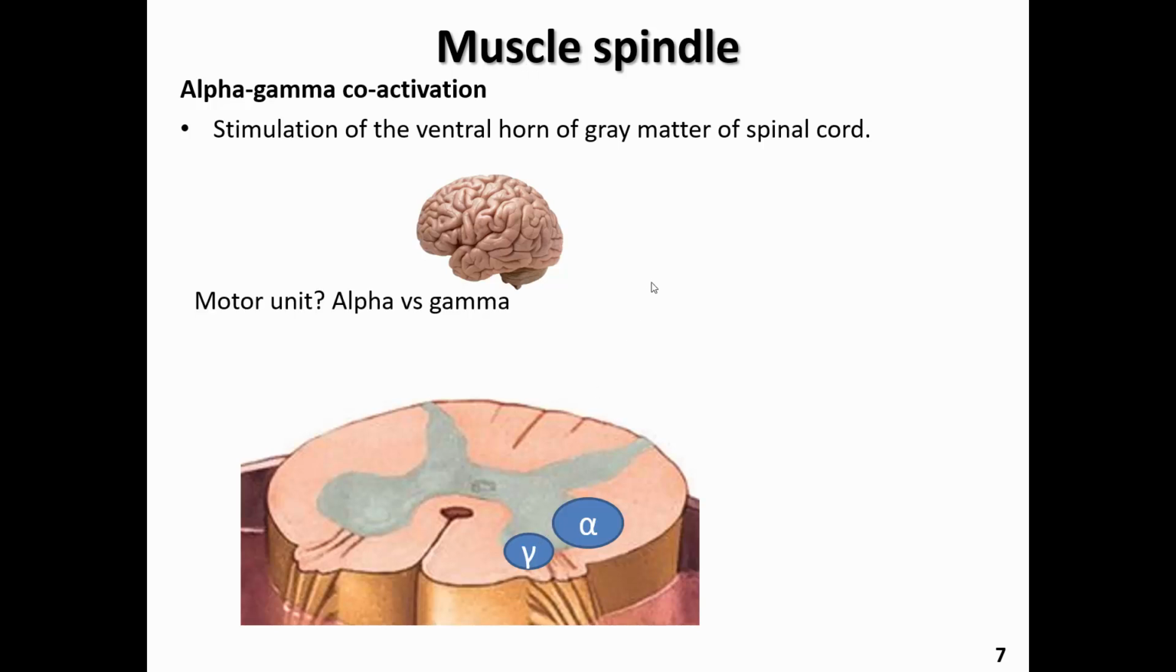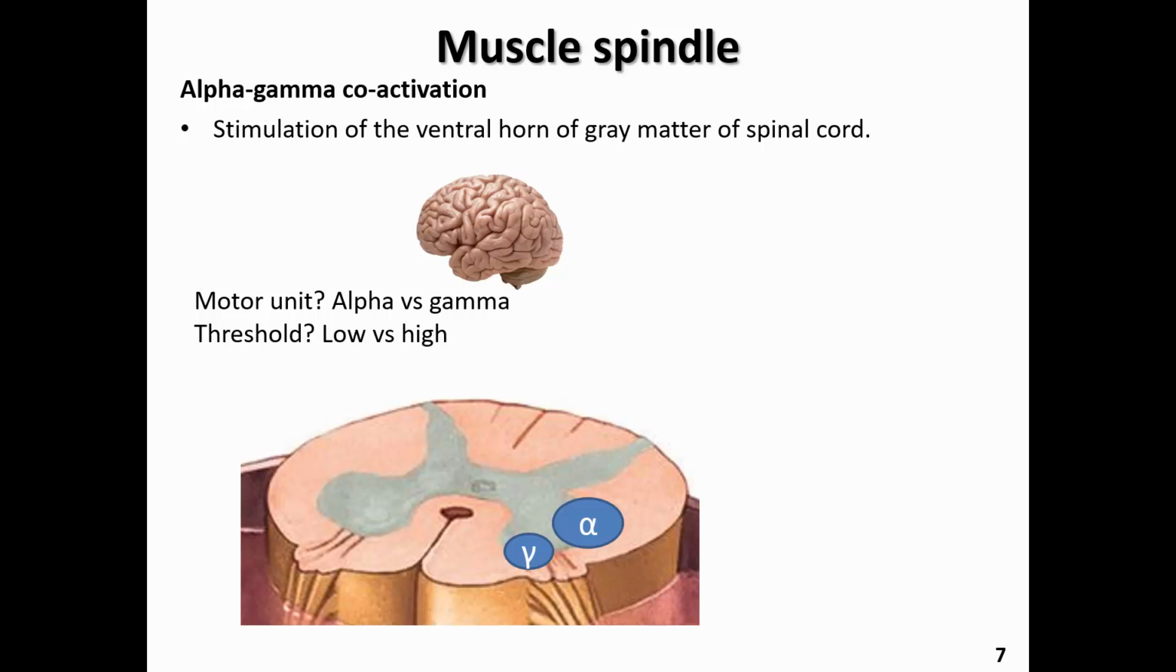And so when we think about the motor unit, the alpha versus gamma, we typically associate the alpha motor neuron as part of the motor unit per se, because the motor unit is part of the final common pathway in controlling movement through the control of muscle contraction.